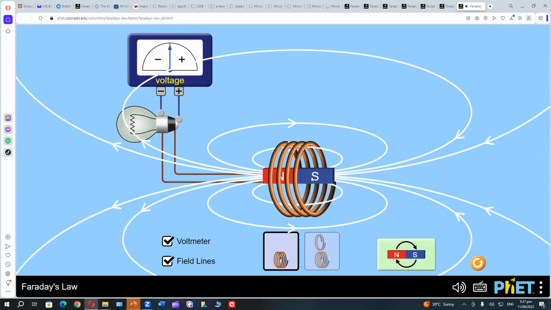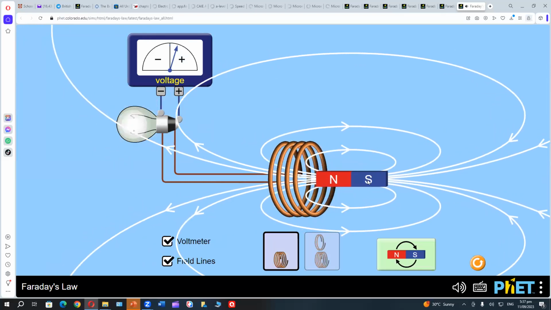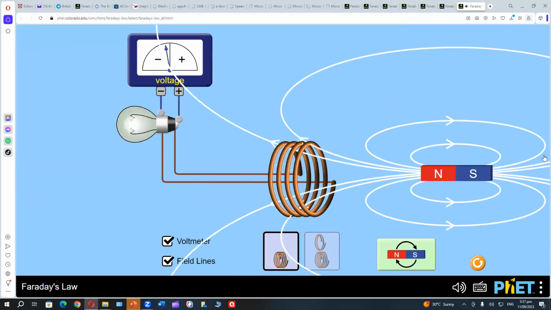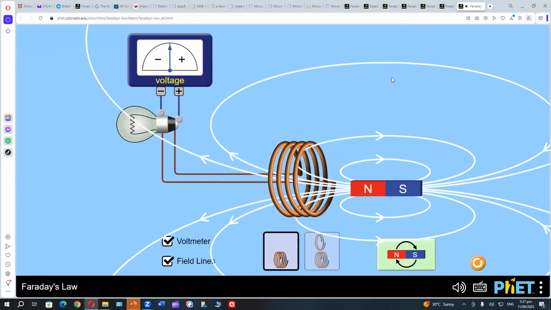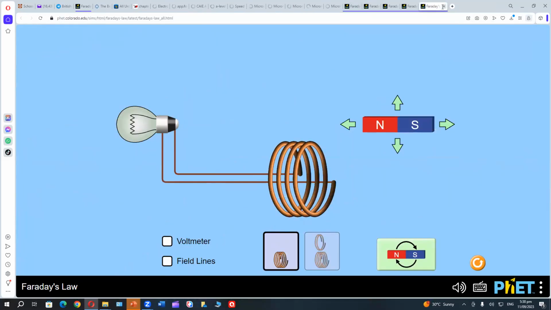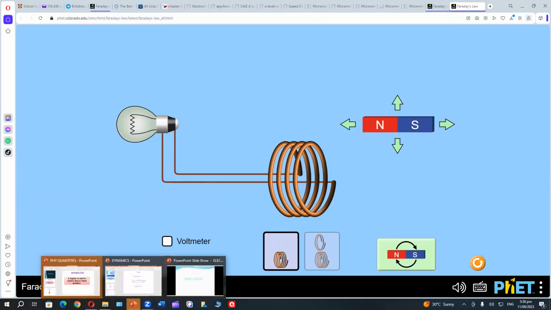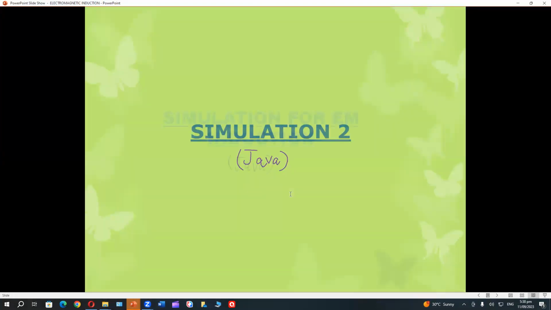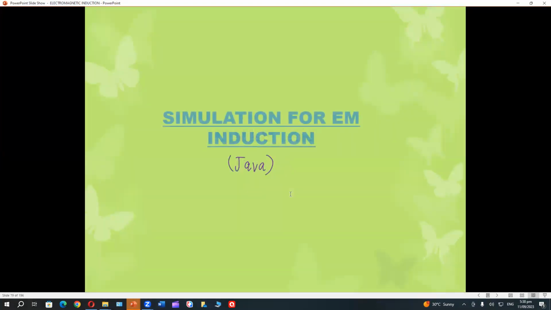If you move slowly, there is less EMF. If you move faster, the frequency is so high. So this is called Faraday's law of electromagnetic induction.